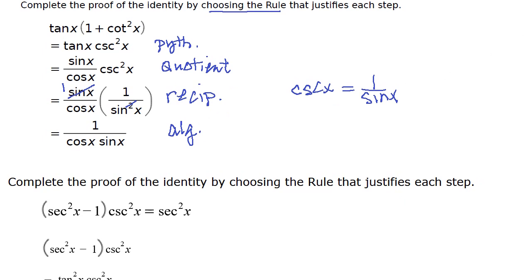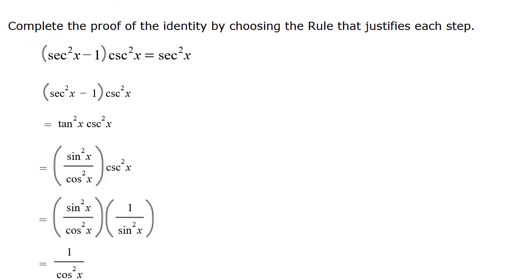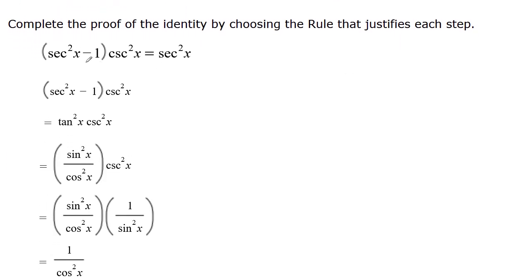Let's try another one like that. So here we start out with secant squared x minus 1 times cosecant squared. We want to show that it's equal to secant squared. So start out with your left-hand side right here. And then from there, we change it to tan squared cosecant squared. So they traded out secant squared minus 1 for a tangent squared. So let's go to our identities.